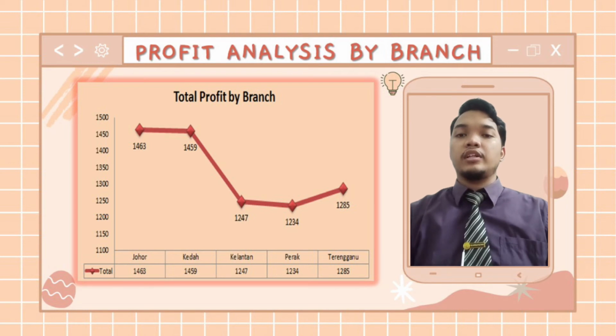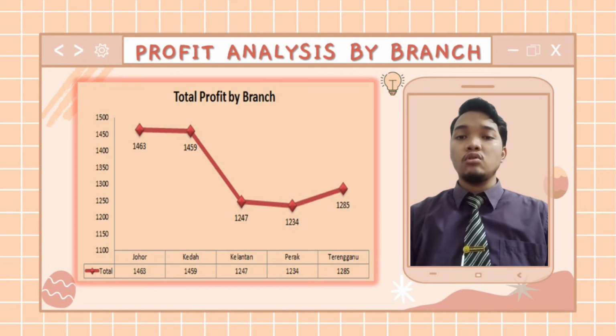Next, I will explain about profit analysis by branch. As we know, we have 5 branches in total, which are in Johor, Kedah, Kelantan, Perak, and lastly in Terengganu. Okay, I will start with the branch in Johor first. Their total profit is RM 1,463. Their profit consistently increased in 3 months, which are July, August, and September. For other months, there were increases and decreases in profit, and it was not consistent.